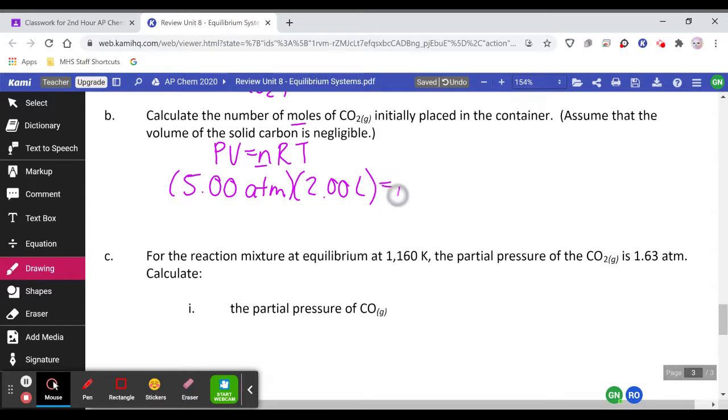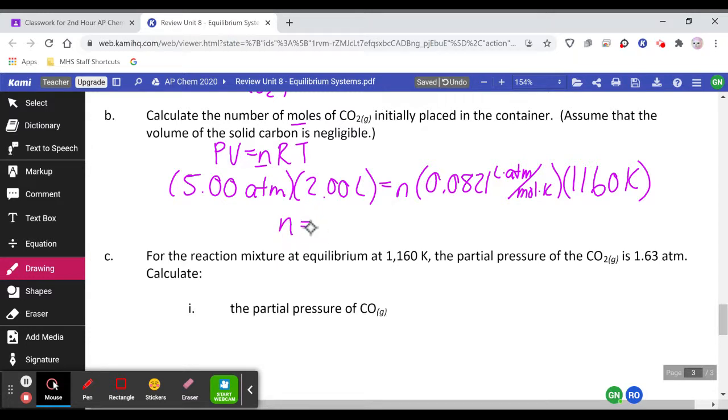Solving for n, our R is 0.0821 L·atm/mol·K. And they gave us a temperature actually in Kelvin, so we just plug that in. Okay, and so I get moles equal to 0.105, and that would be moles of CO2.